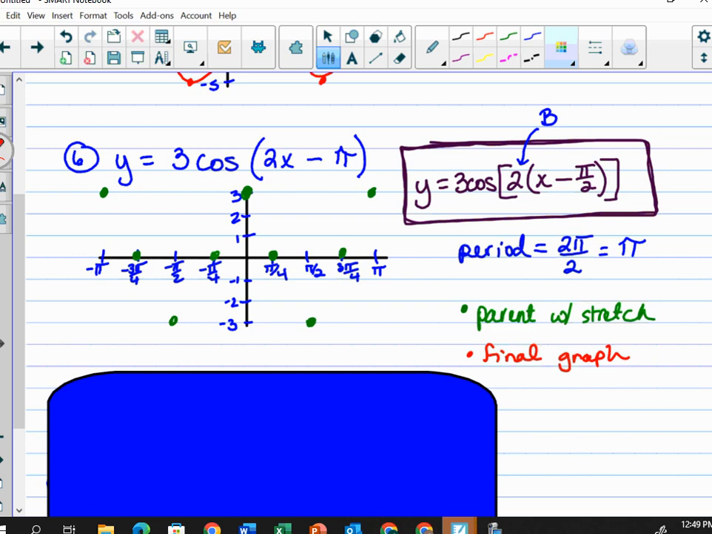And then what's the last piece I have to do? Shift to the right. How much? Yeah, shifting right by pi over 2, which is 2 tick marks. Fill in the rest of the pattern, and you're done.